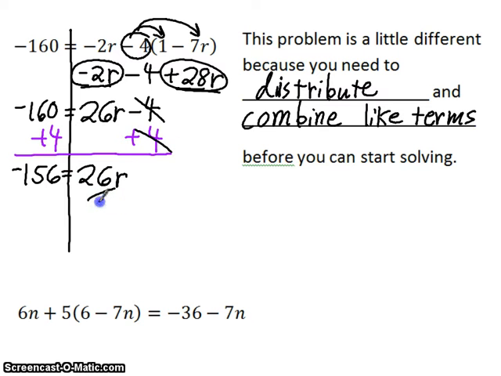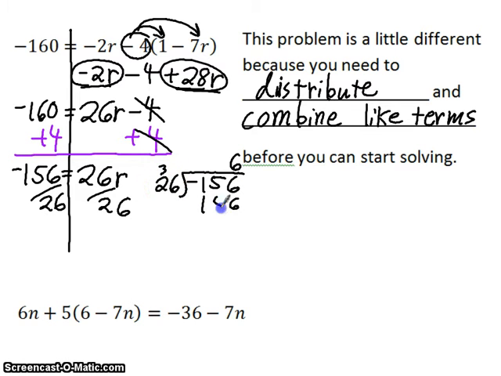Now I've got to divide both sides by 26. So I do -156, divide that by 26. It's going to go in, let's see here, 6 times. 6 times 6 is 36. And 3 times 6 is 18, plus 3 is 21. Subtract, I get 0. And I'm doing a negative divided by a positive, so it's -6 equals r. So there's my solution.